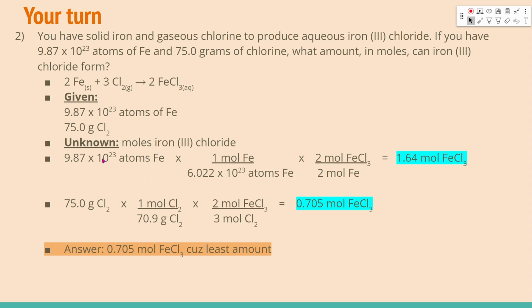I can see here I have two different starting points, and so they have different conversions. So since I have atoms, I use Avogadro's number, and then I use the mole ratio to get moles of FeCl3. Then I do the calculations for the chlorine. So the chlorine is grams. I use the molar mass of chlorine here, and then I use the mole ratio here to get this answer. I compared the two answers, I pick the least amount, and then there we go.